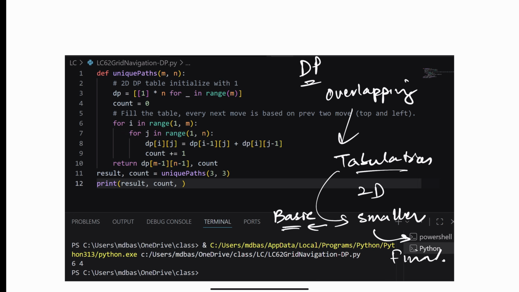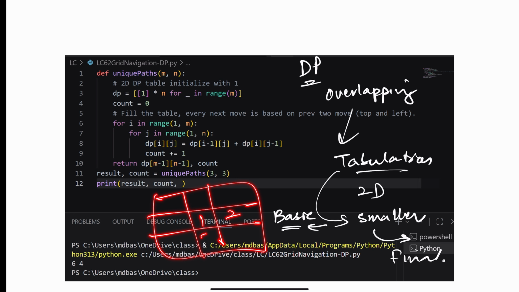I hope you got a good idea about DP: why it is called overlapping, why we use tabulation, what the 2D matrix representation is, and how we started from a smaller basic problem, which finally helps me reach the final destination, 3 comma 3. I am getting the answer as 6. And can you see the count here is 4? Yes, because we know the solution of this one. So only 1, 2, 3, 4 times are we overriding a value which was not correct basically, but we override it finally.